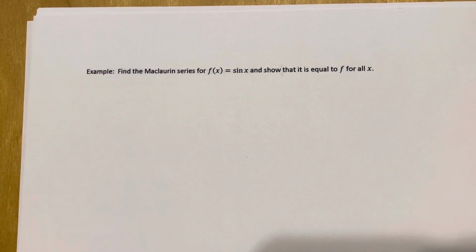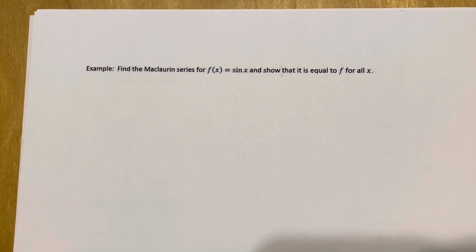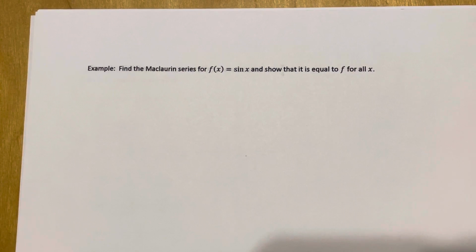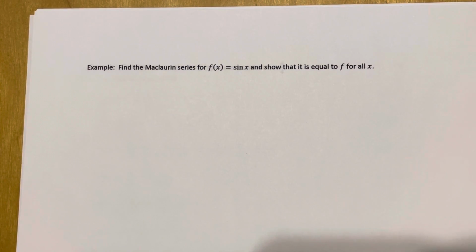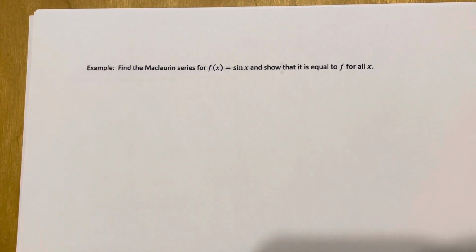So we have one Maclaurin series down for the exponential function, and now we want to find some more Maclaurin series for some familiar functions. We're going to look at sine of x, and we're going to look at cosine of x. I want to find the Maclaurin series for f of x equals sine of x, and then show that it's equal to f for all values of x, just like how we did for the exponential function.